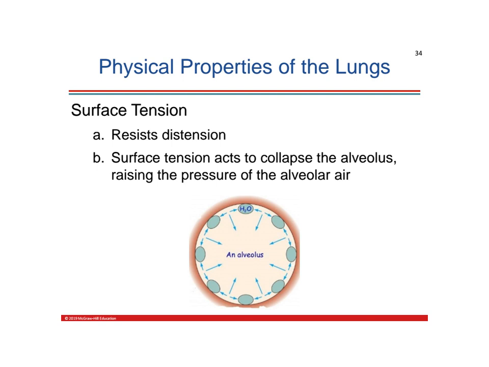The second thing is the surface tension will tend to collapse the alveolus, and this can raise the pressure within the alveolar air. In fact, it could be so extreme that the alveolus would completely collapse and not open up at all, and then it would be non-functioning.